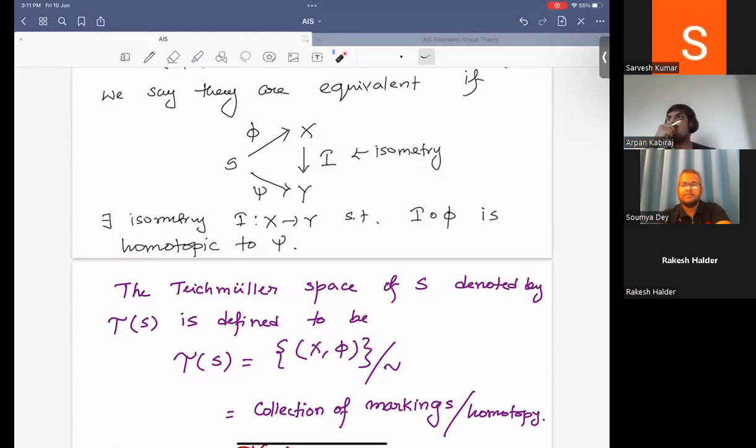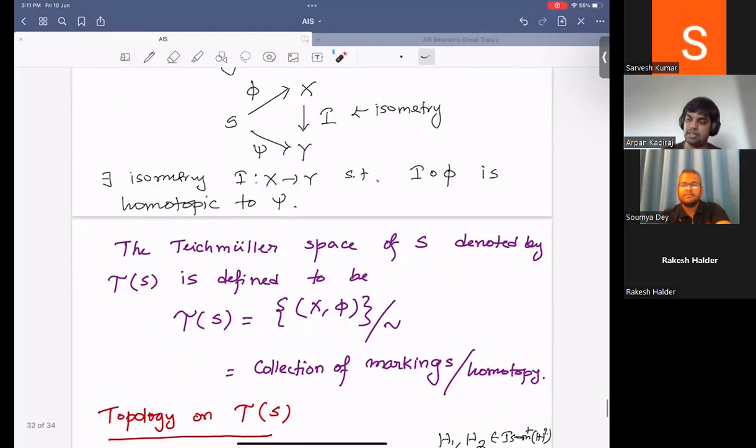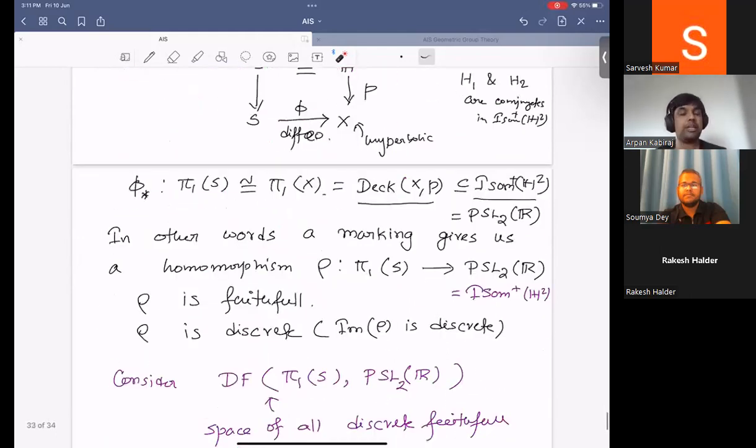And this comes from an interesting fact in the upper half plane, and you can try to prove it. If two isometries of the upper half plane are homotopic to each other, then they are equal. So in the homotopy classes of isometries in the upper half plane, they are nothing but just the isometries. Nothing will change. The reason why this happens is that in the upper half plane, two isometries are homotopic only if they are equal.